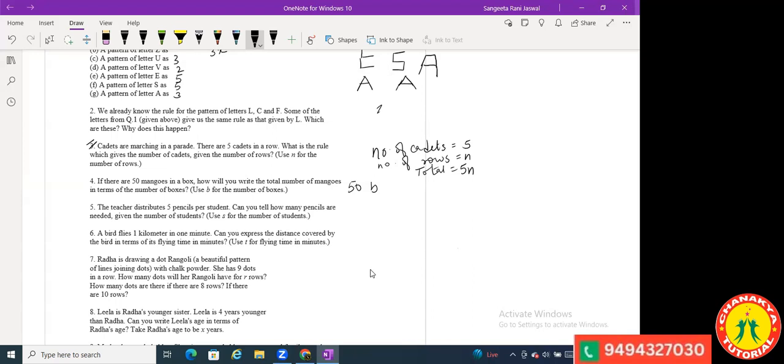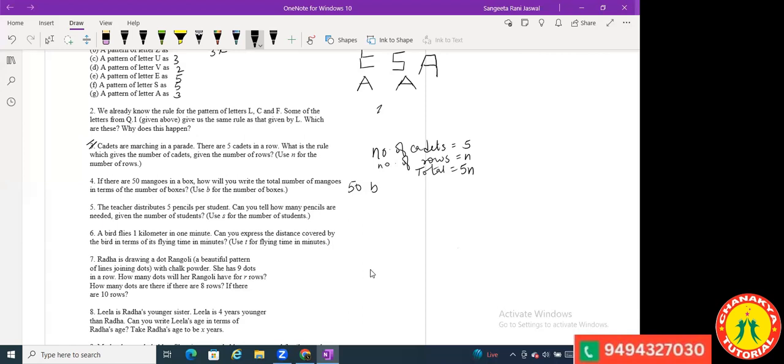Now here, question number 6, a bird flies. Again, quickly, you will be writing in your notebooks, with statements, okay? Start writing. A bird flies 1 kilometer in 1 minute. Can you express the distance covered by the bird in terms of its flying time in minutes? T is the flying time in minutes.